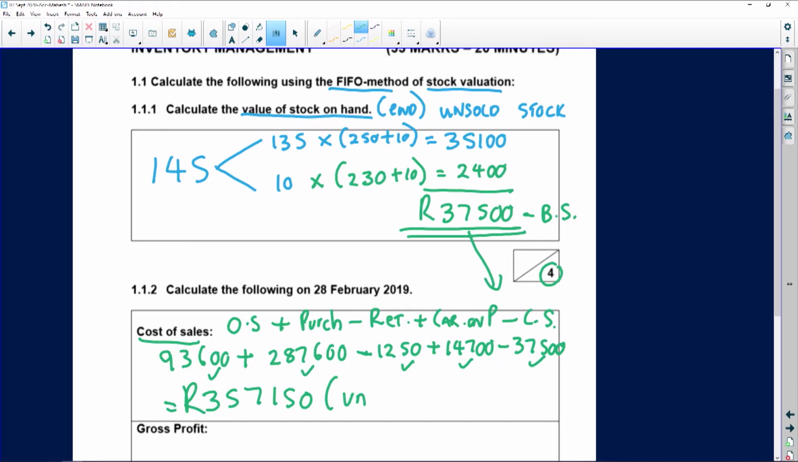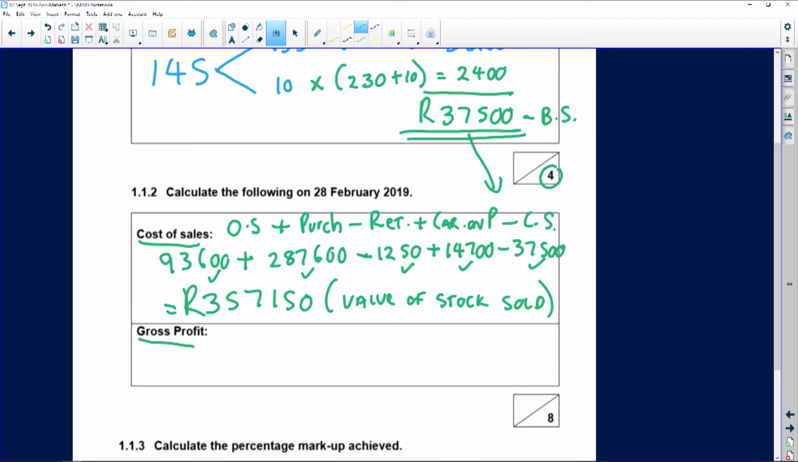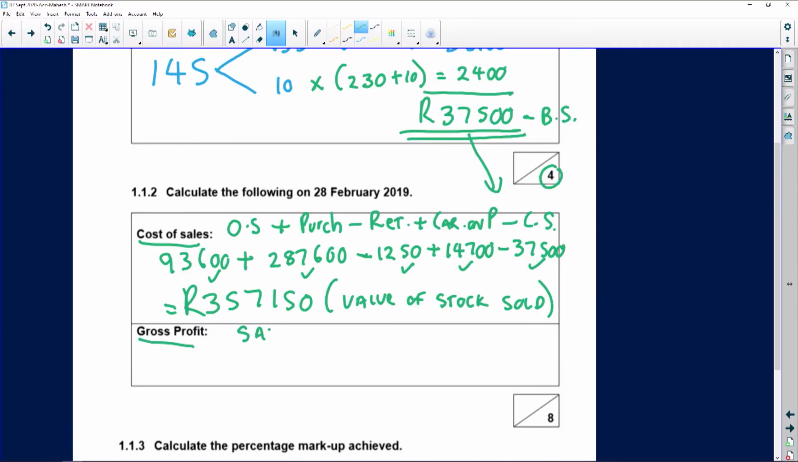Okay, so remember what I said earlier on, cost of sales is obviously the value of stock sold. What did it cost the business? Cost of sales. Right, shouldn't have been that difficult, guys. Let's now move on to calculate your gross profit. Now, we all know gross profit is obviously sales minus cost of sales. Okay, so sales less cost of sales. If you ever come across debtor's allowance, please remember you are also subtracting debtor's allowance from sales.